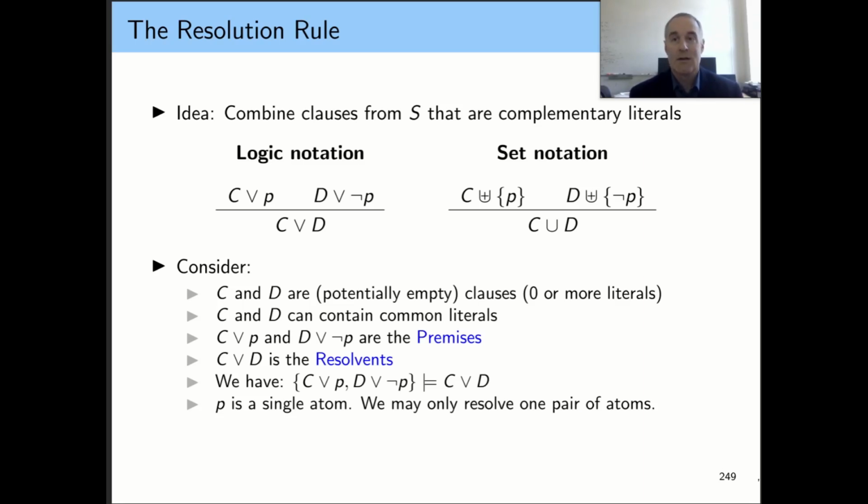The key issue for this video is that P is a single atom. You're only allowed to resolve away an atom and its negation, only one pair at a time. You're not allowed to do more than one, yet it's common for people to misunderstand this and try to do more than one, and so this video is an attempt to explain why that just doesn't work. So let's look at some examples of this.